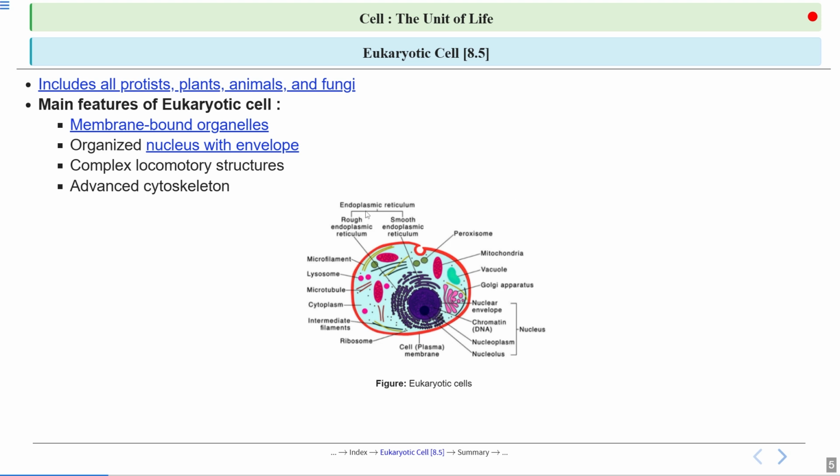Then this is the endoplasmic reticulum, which is of two types, rough endoplasmic reticulum and smooth endoplasmic reticulum. You can see the peroxisomes here. Cytoplasm is the fluid present within the cell. A lot of metabolic or biochemical reactions occur in the cytoplasm because the enzymes are present here, which carry out these reactions. Then you can see microtubules and microfilaments are also present. So they have an advanced cytoskeleton as compared to the prokaryotic cell.